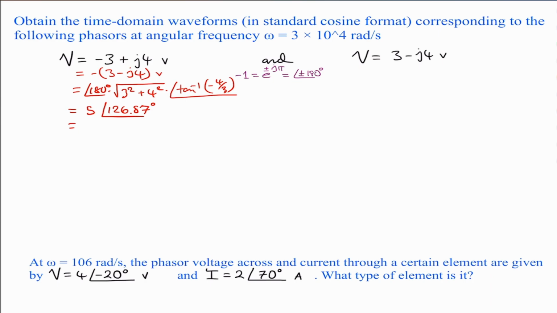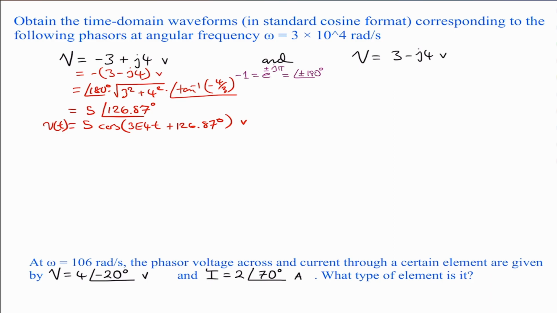We then convert that to the time domain, and by doing that, we need the real part. So this is 5 cosine of our angular frequency, 3 times 10 to the 4 times t, plus 126.87 degrees, and that's in volts. So this shouldn't be phasor, it should be in the time domain.